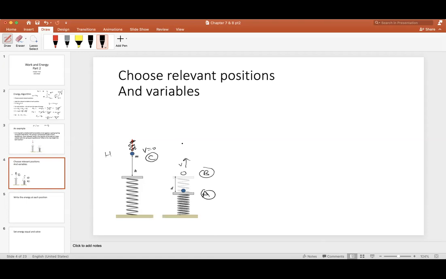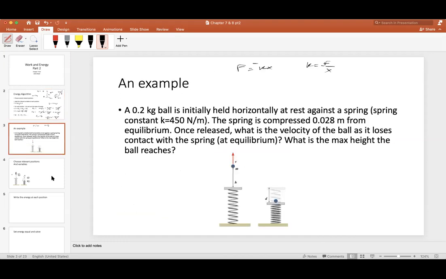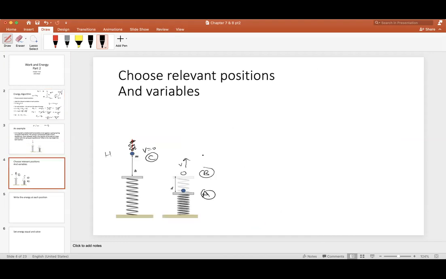Those are the only three positions we care about. We care about the initial position when it's compressed. We care about the velocity right when it clears the spring. So we care about when the spring is at equilibrium and the particle is leaving the spring. And then we care about max height. So we have our EA, our EB, and our EC. We need to figure out the relevant variables here, and we'll talk about those. But we have a spring, so we're going to have Y, and we're going to have X for each one. We're always going to have a V for each one. And that's all we need, okay? So at A, at B, and at C, let's talk about what these are.